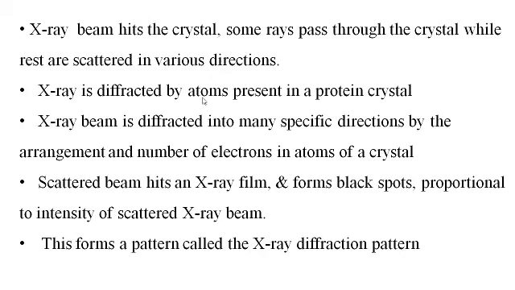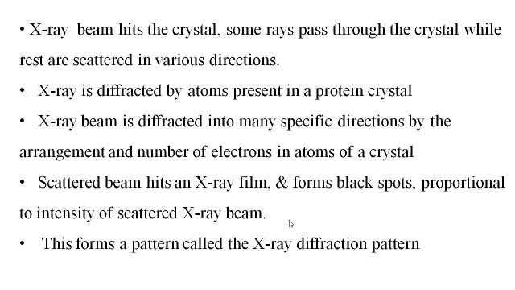The diffracted X-ray beam then hits the X-ray film and forms black spots that are proportional to the intensity of the scattered X-ray beam. This forms a pattern which is called the X-ray diffraction pattern.